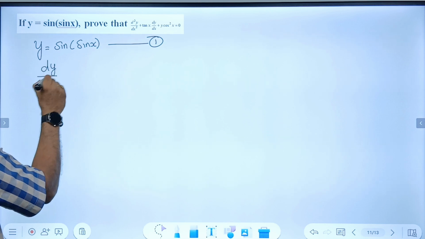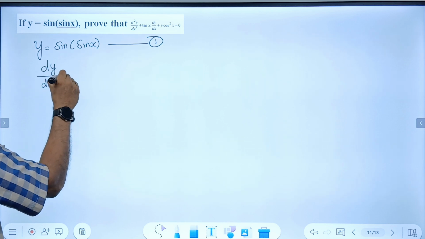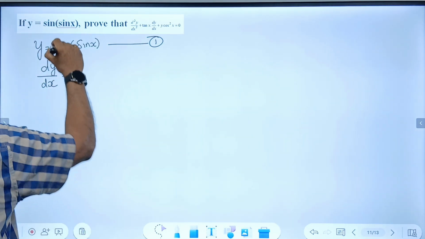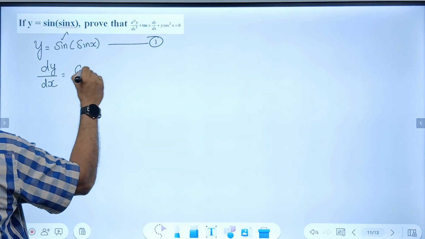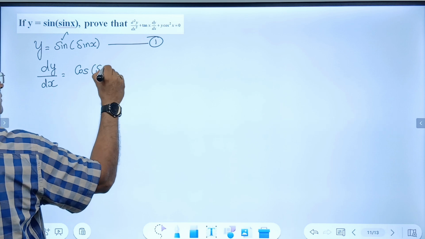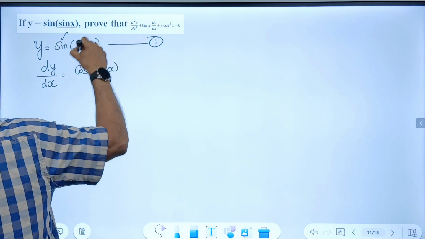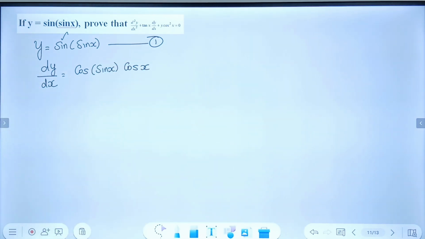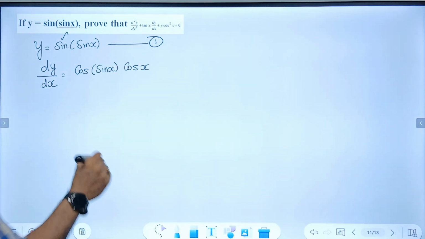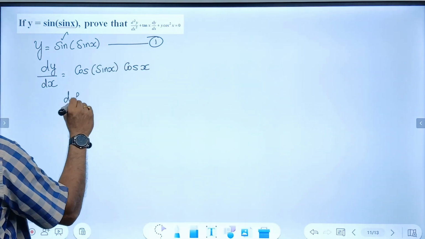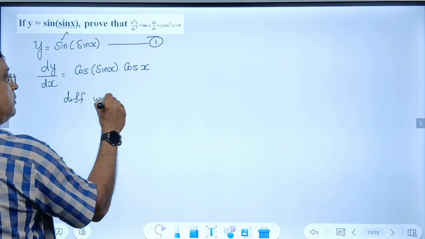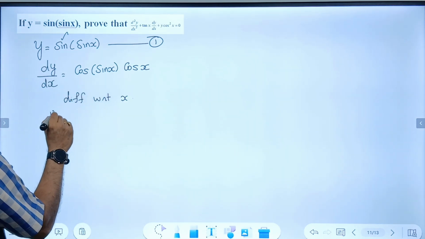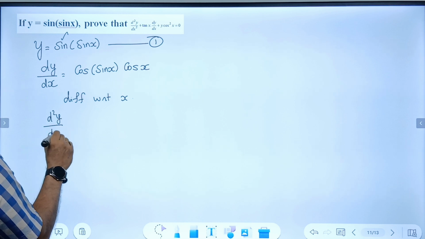So I'm differentiating dy by dx. So I'm going to use chain rule. What is chain rule? First I differentiate sine. What is the differentiation of this sine? Cos of sine x. Then you go inside. What is the differentiation of sine x? It is cos x. Now again you differentiate with respect to x. Remember, differentiation of dy by dx will be d square y by dx square.